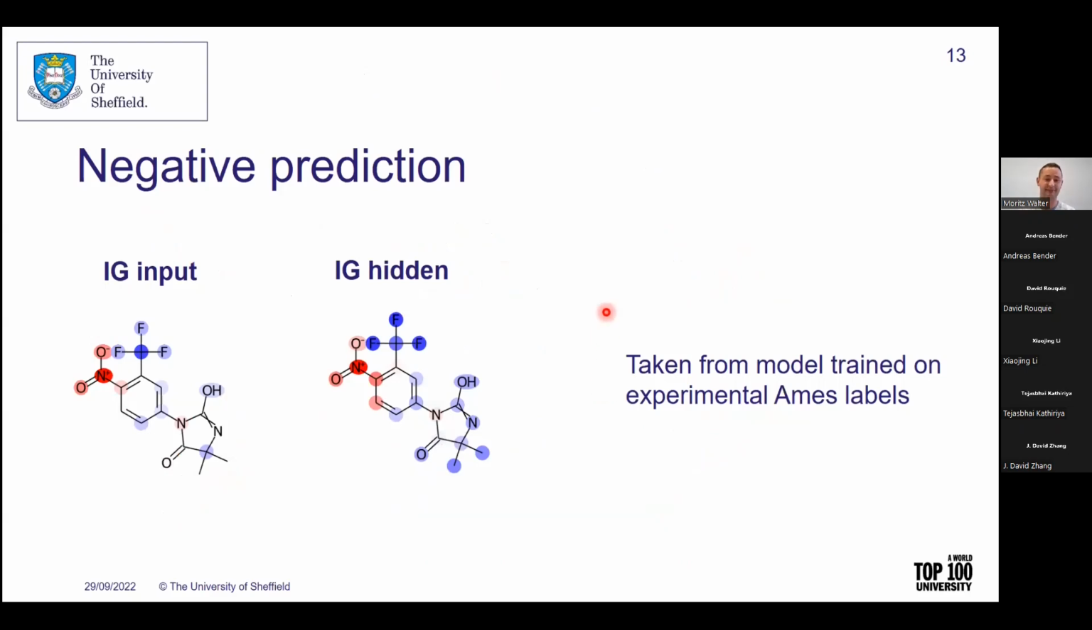So we also can actually explain negative predictions. This was actually taken from a model that was trained on experimental Ames labels, and this is an Ames negative compound. We still have positive attribution for the nitro group, but then especially these three fluorine atoms attached to the methyl group decrease electronic density and essentially deactivate the nitro group from being mutagenic, and this can be correctly indicated with both methods here.